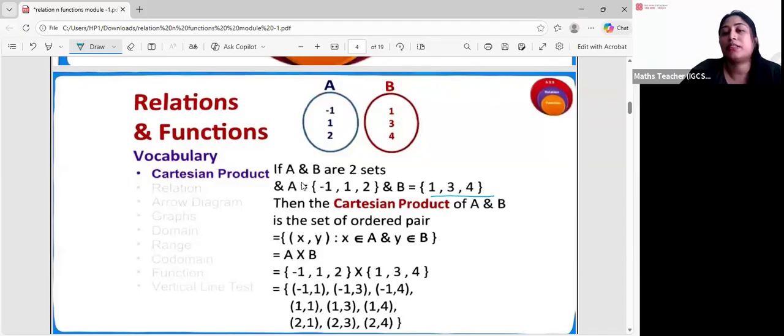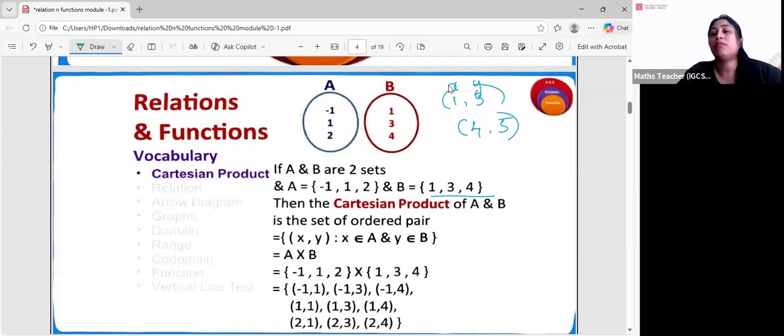You know what ordered pairs are, correct? 1 comma 3, 4 comma 5, we call them ordered pairs, where one value is from the X coordinate and one from Y. 1 comma 3, 4 comma 5, 7 comma 6, any such pair. That means the first value is from the X axis and the other from the Y axis. So the definition of Cartesian product is the set of all ordered pairs. Are you getting the overall ordered pairs?